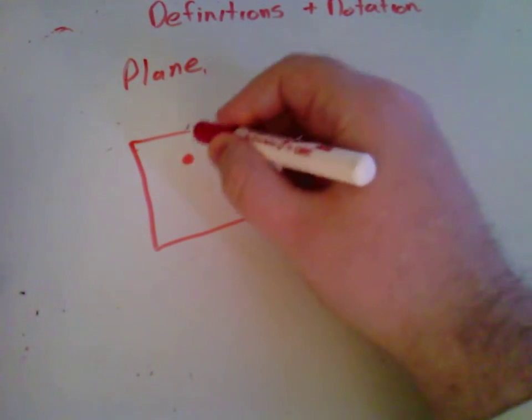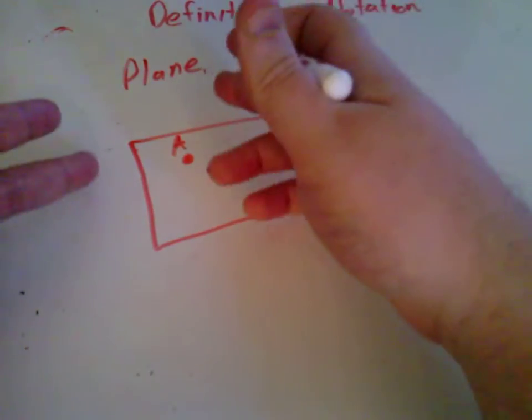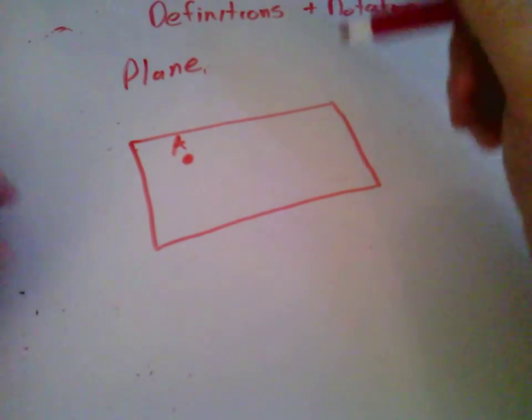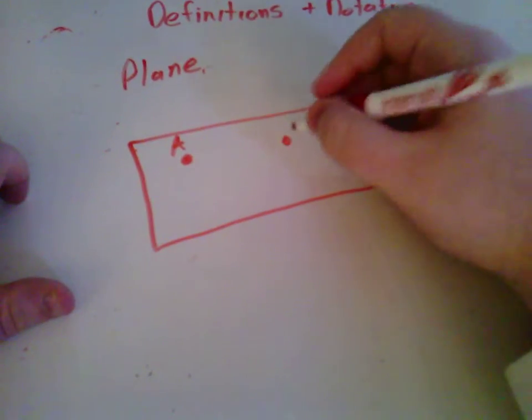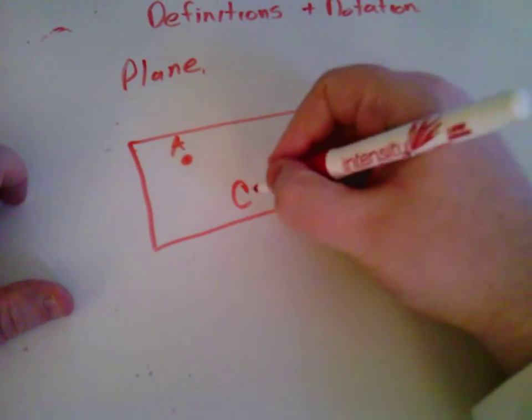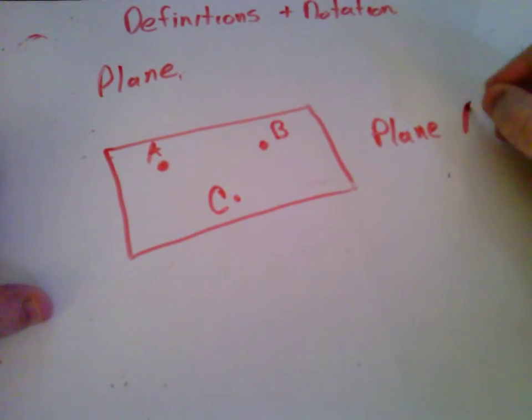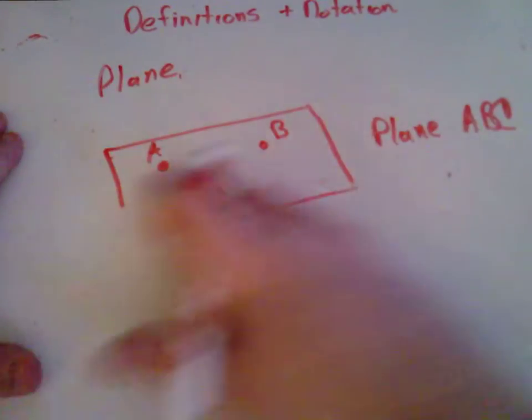Planes can have points in them as well, of course, because a plane is made up of lines and the line is made up of points. So, a plane contains points. We could call this plane here plane ABC. Alright. You okay with that? Good.